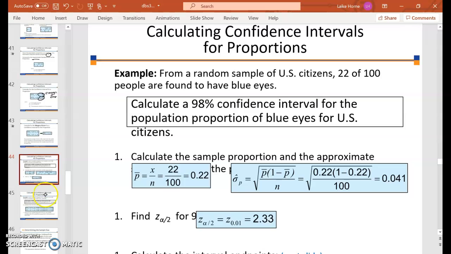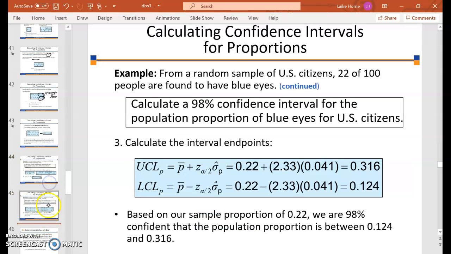Here's just an example, which we're going to work together. And that's pretty much it. We're doing very similar things here, except now we're looking at proportions.